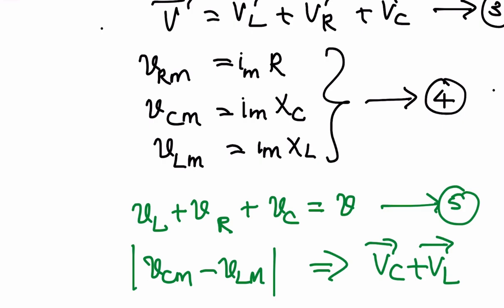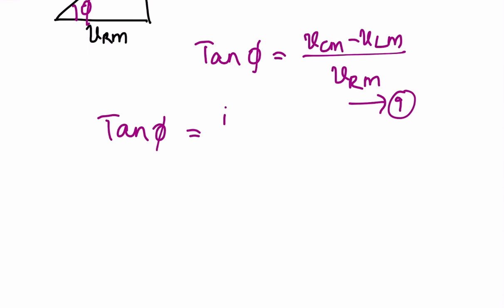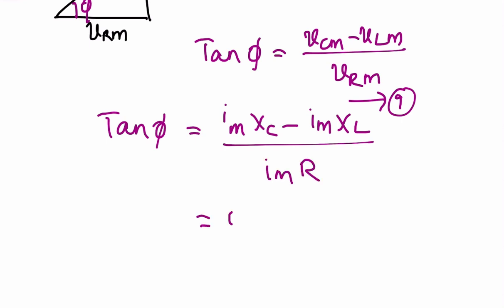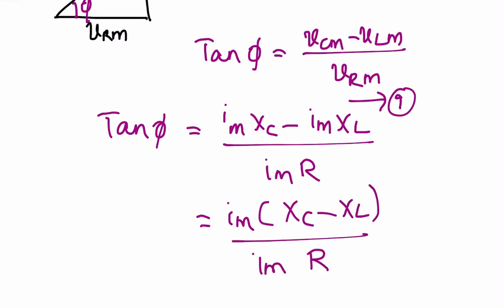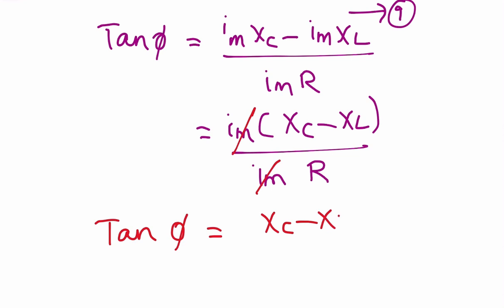You will get now tan phi is equal to VCM, that is IM XC minus IM XL, divided by IM into R. So IM is common, XC minus XL divided by IM R. So you can cancel out IM and IM. Then you will get in the next one, tan phi is equal to XC minus XL divided by R, equation number 10. Now you also got the phase difference.